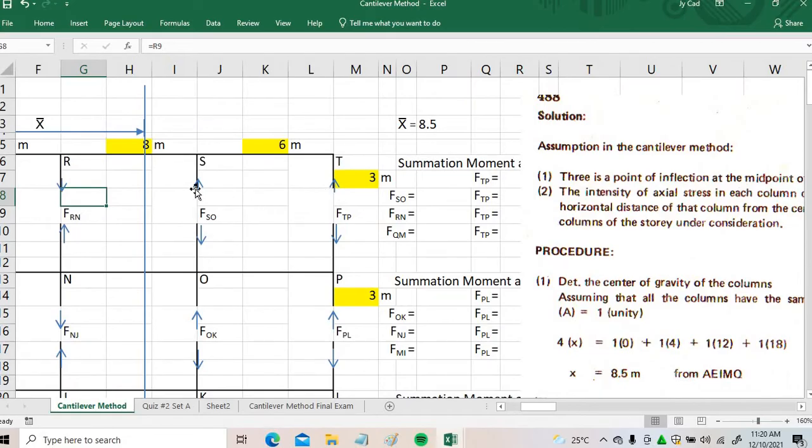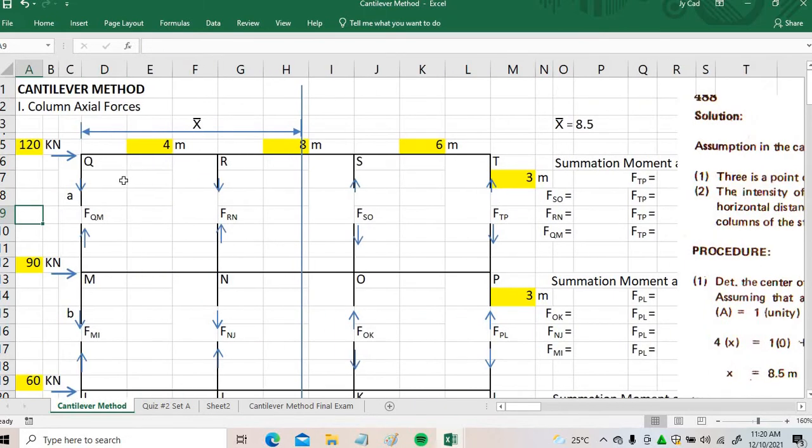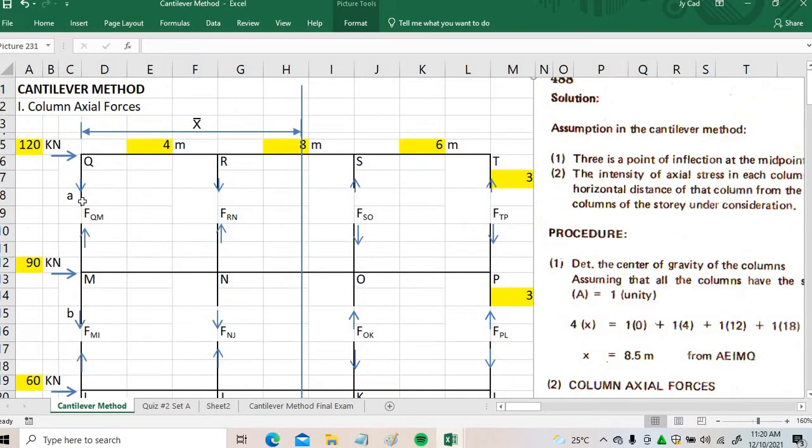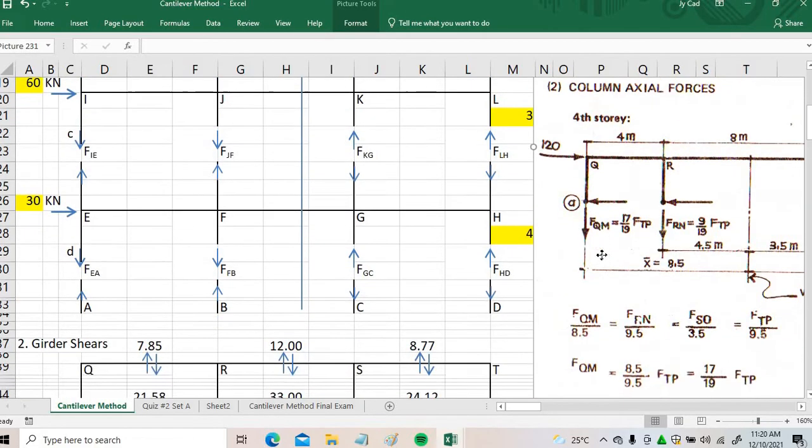Okay, so ito, ang dalawang columns sa right, you have upwards. Tapos, yung column dito sa left, it is downwards. Meaning, kung magte-take moment tayo dito sa center of gravity, itong 4 na columns, counterclockwise. Yan. Okay? So, yan yung ating assumption dyan. And then, kunin natin yung relationship nitong 4 na columns with respect to 1 column only, which is FTP. So, ito siya.